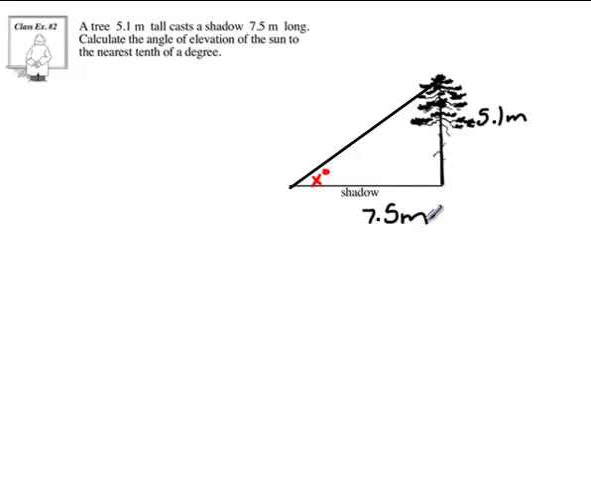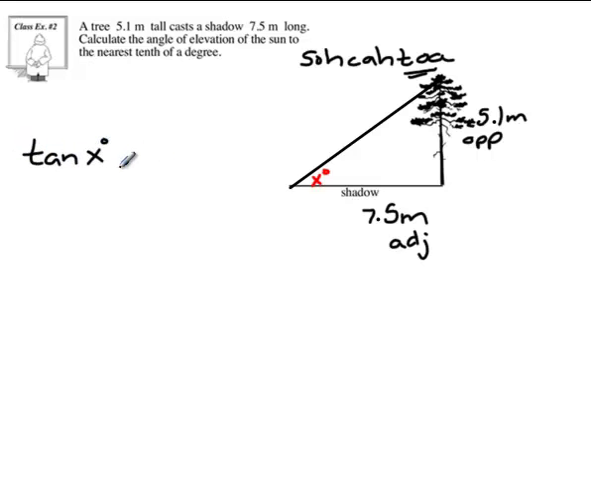So have a look at the side lengths you have, and in relation to this angle X, I have the opposite side length as well as the adjacent. So according to SOHCAHTOA, it's the tan ratio that uses opposite and adjacent. So the tan of X, whatever that angle is going to be, is equal to the length of the opposite side, 5.1, divided by the length of the adjacent side, 7.5.